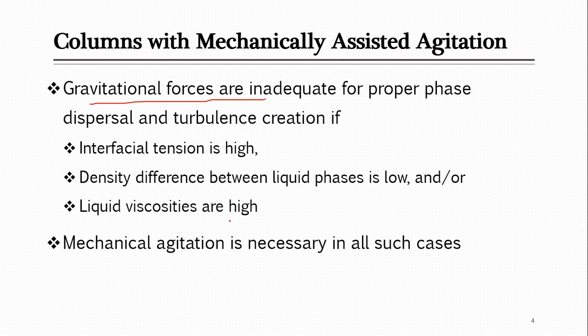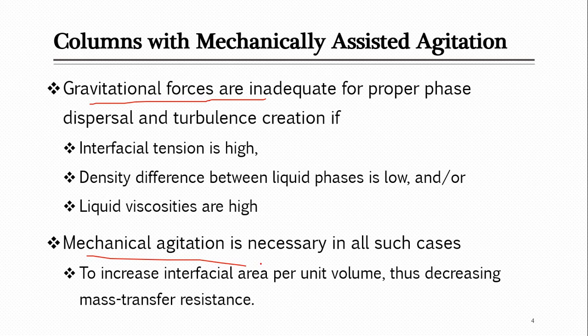Now we have to mix them. Our purpose is to increase the mass transfer, so you have to mix them together. You have to create some agitation, and usually that's called mechanical agitation. It means we create this agitation with the help of some mechanical device, like creating turbulence by rotating it with the help of some blade or agitator.